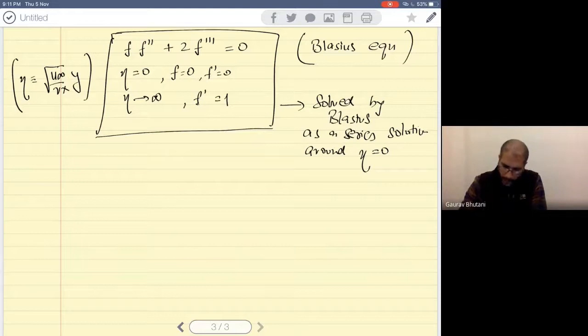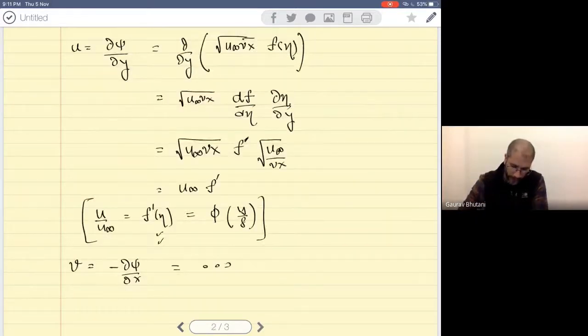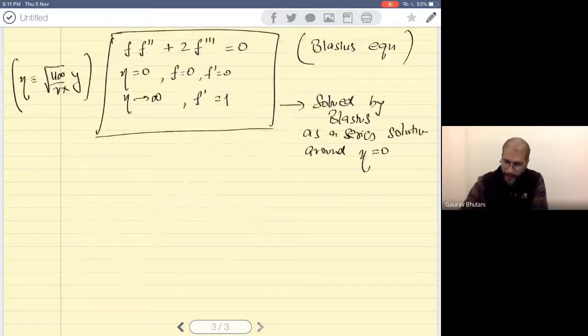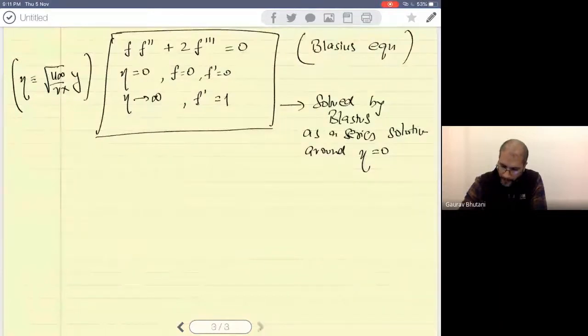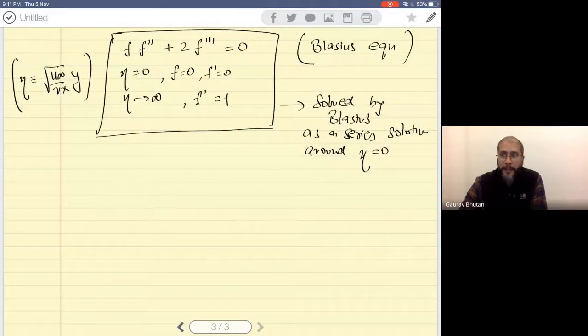So now, assuming that we have found Blasius's series solution around eta equal to 0, that gives us the value of f as a function of eta, the actual functional form. And from this, we can now find our u and v using the stream function, which depends on f. So we found the velocity, and then we can find the boundary layer thickness, how it varies, exactly the value of that.